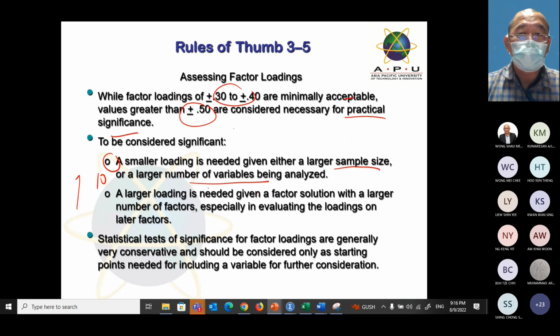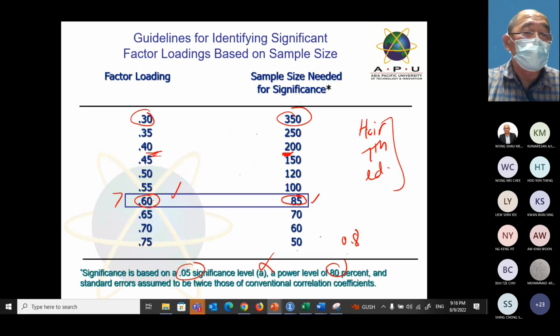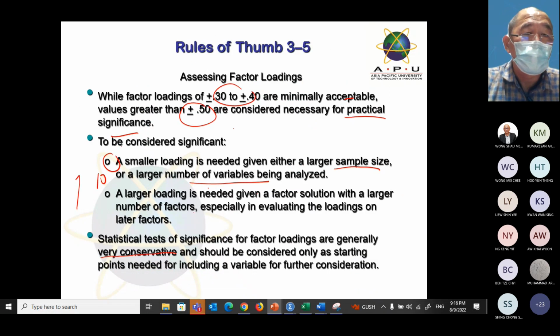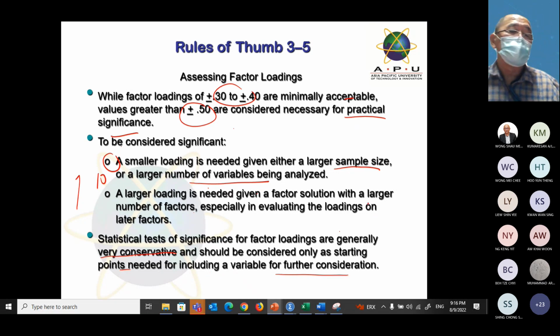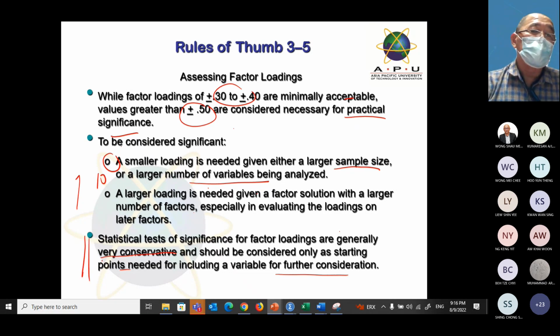From the output, we see just now this is very conservative. They even increase the standard error twice, double, those of the conventional correlation coefficient. So it can be considered only as a starting point for including a variable for further consideration. This means don't follow 100%. But for academic work, we actually should follow. You follow first, then see how.